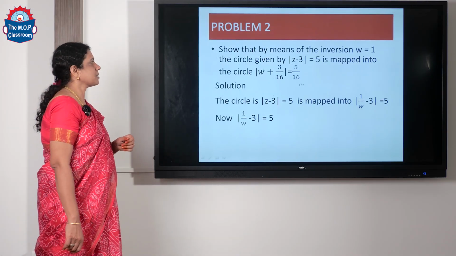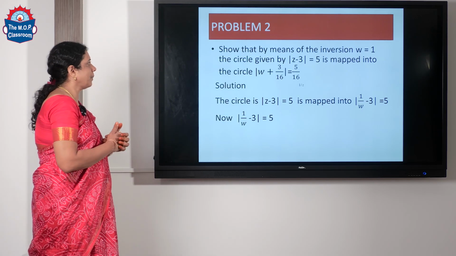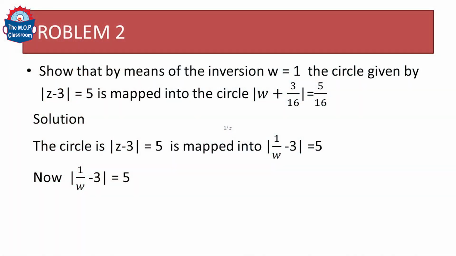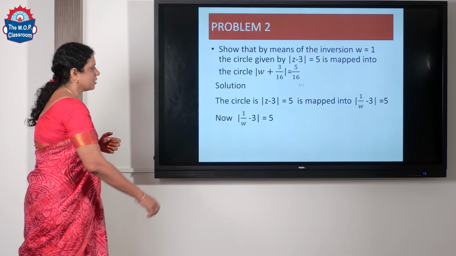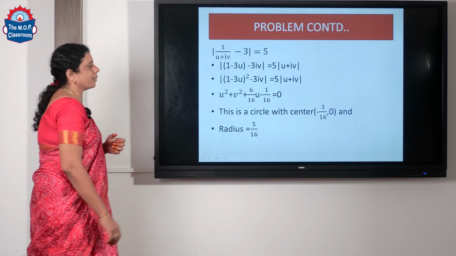Next problem: by means of the inversion mapping w equal to 1 by z, the circle given by modulus of z minus 3 equal to 5 is mapped onto the circle modulus of w plus 3 by 16 equal to 5 by 16. So, we are going to use the inversion. The circle modulus of z minus 3 is mapped onto, so we substitute for z the inversion, which will be 1 by w minus 3.